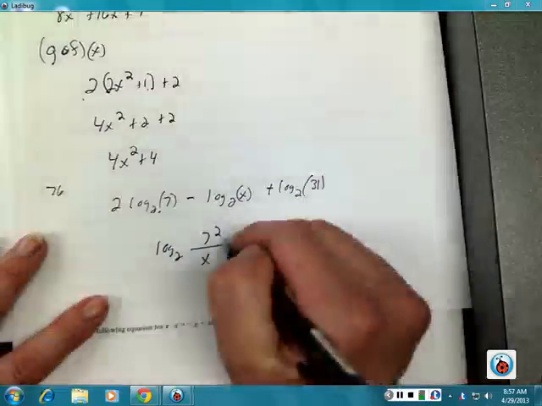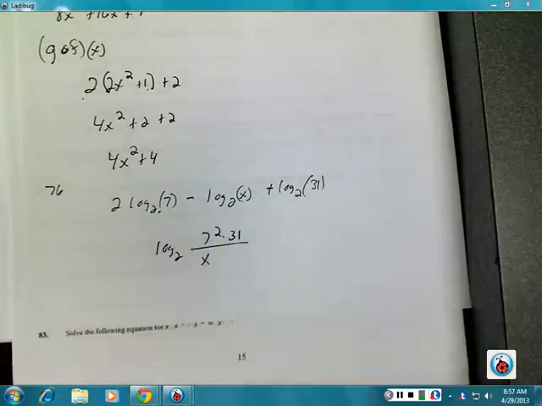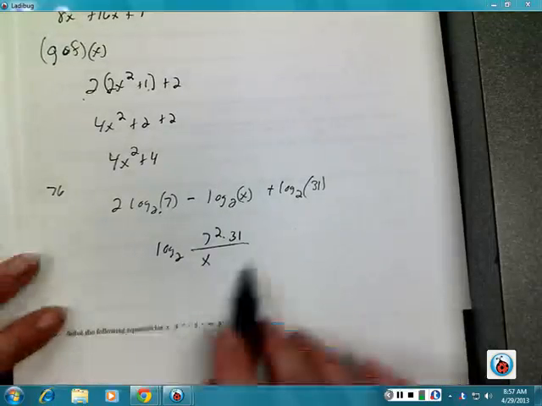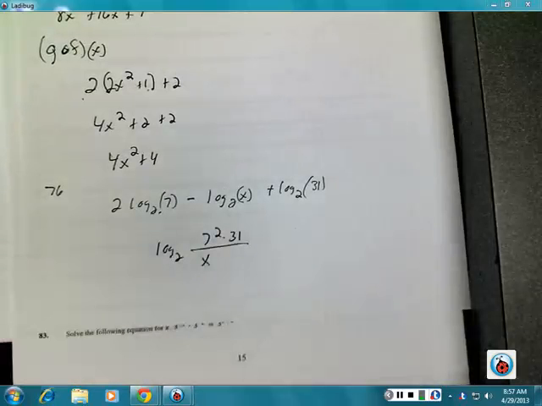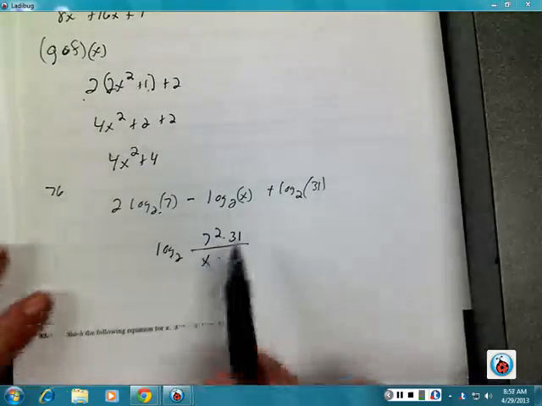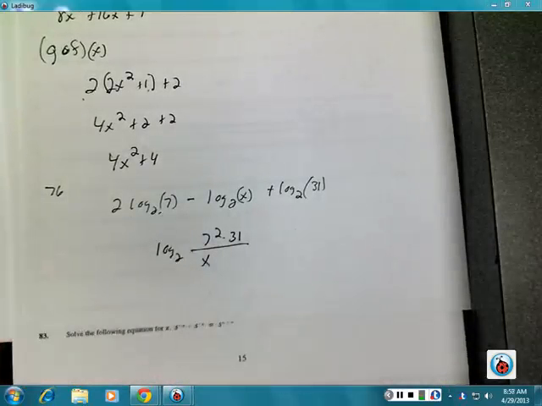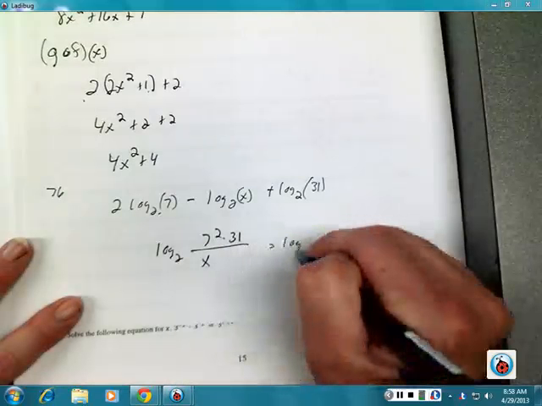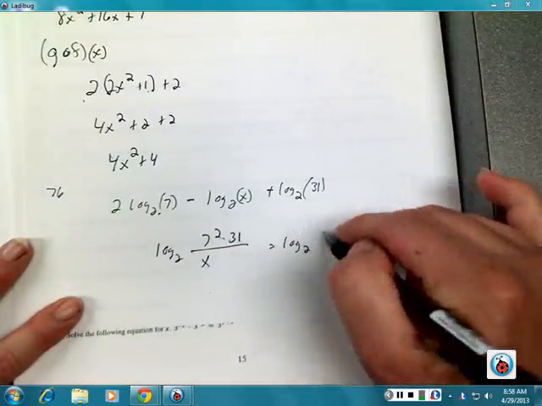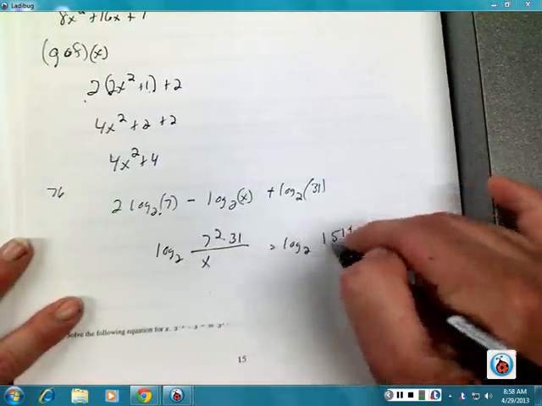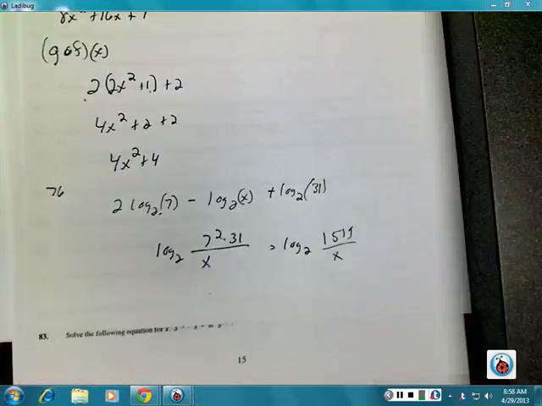Times 31 on the top. And so then that would be my, I guess I can leave it that way or multiply it out. If I multiply it out, I'm going to have 39 times 31. What's that equal? All over x. And so that would be the answer.